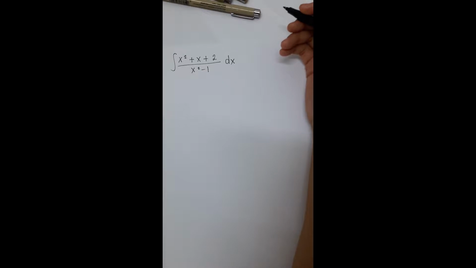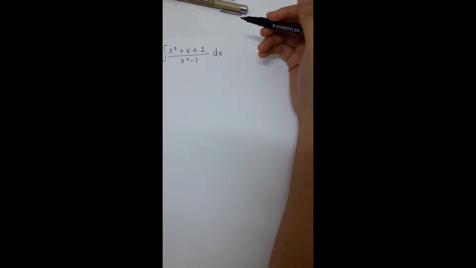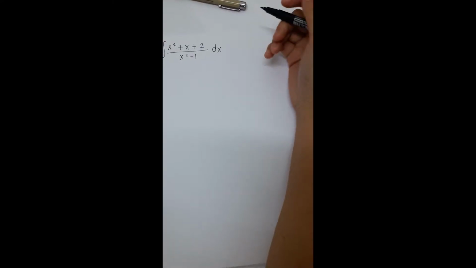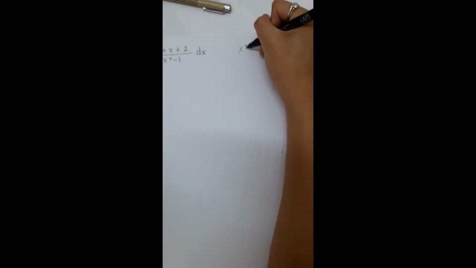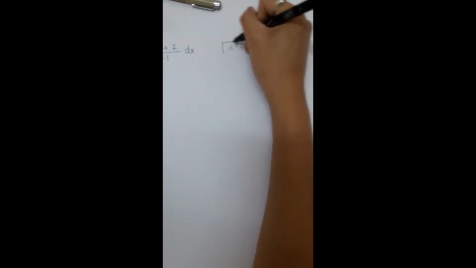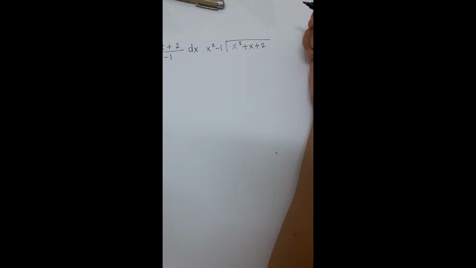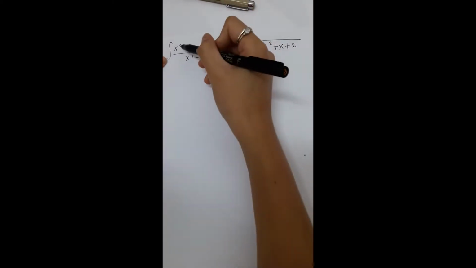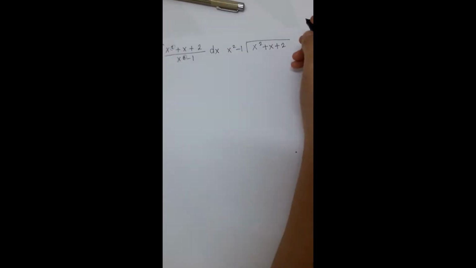So the first step in solving this kind of problems is to check if your fraction is a proper fraction or an improper fraction. And how do we do that? We divide via long division. We divide the numerator by the denominator to check if your fraction is improper or proper. Since your exponent is the same, we need to check. We're not sure if it's already proper.